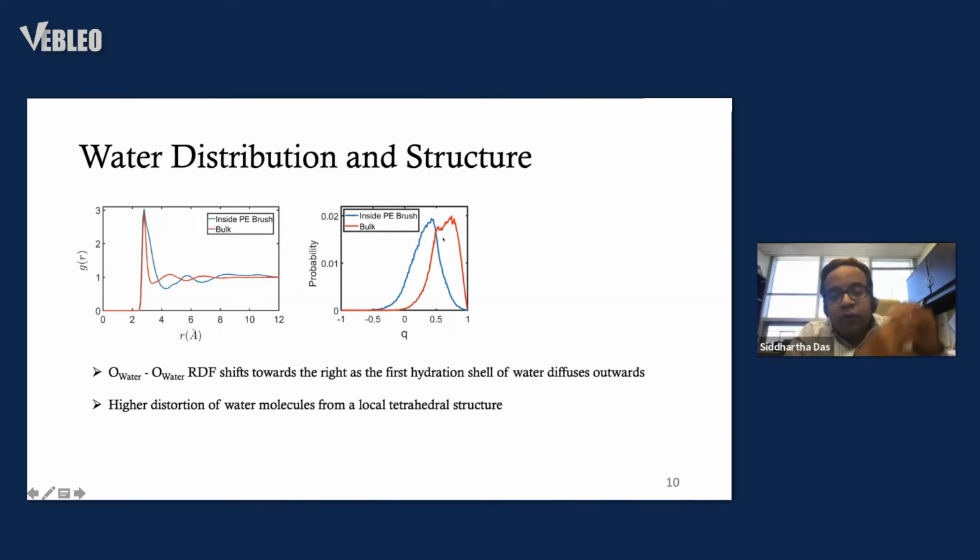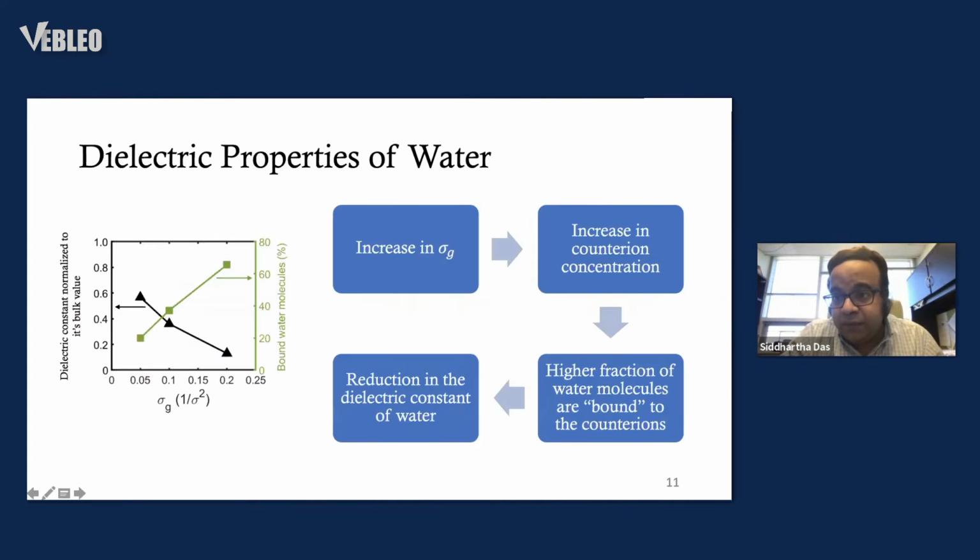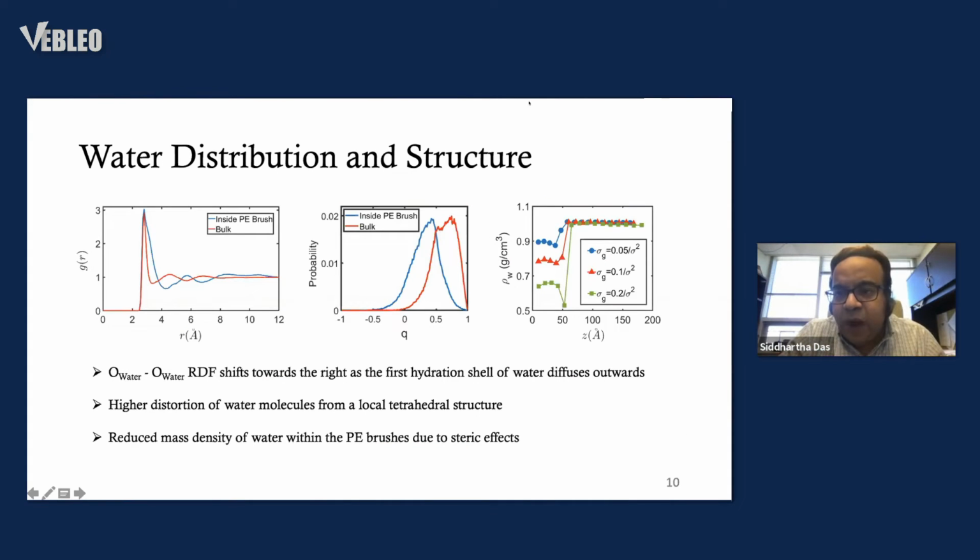Similarly, there is a much higher distortion of the structure of the water molecules, as can be seen here inside the brush layer. Finally, the density of the water molecules, that too goes down as you increase the grafting density, that is the density within the brush layer. Obviously, because now over a given volume, there is much less water and much more CO minus.